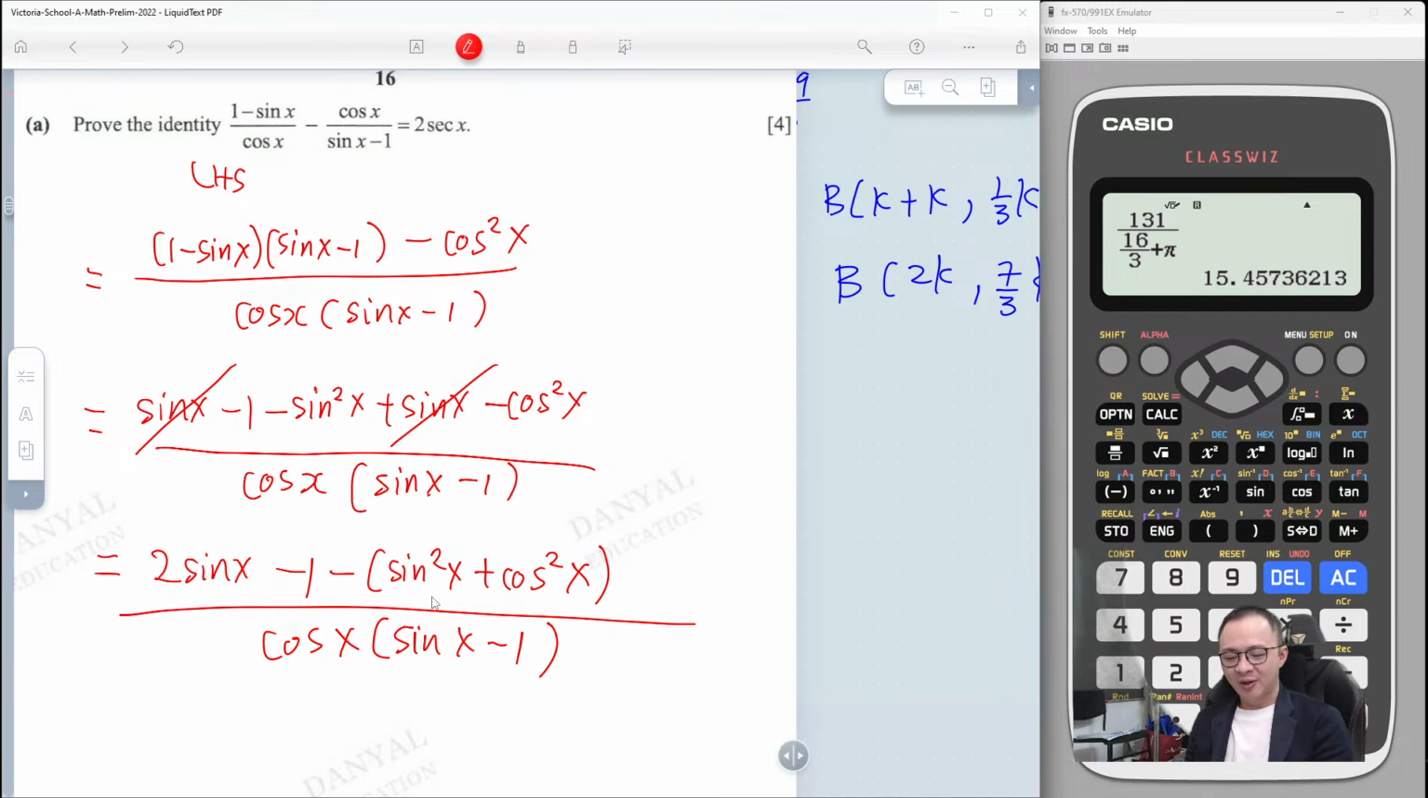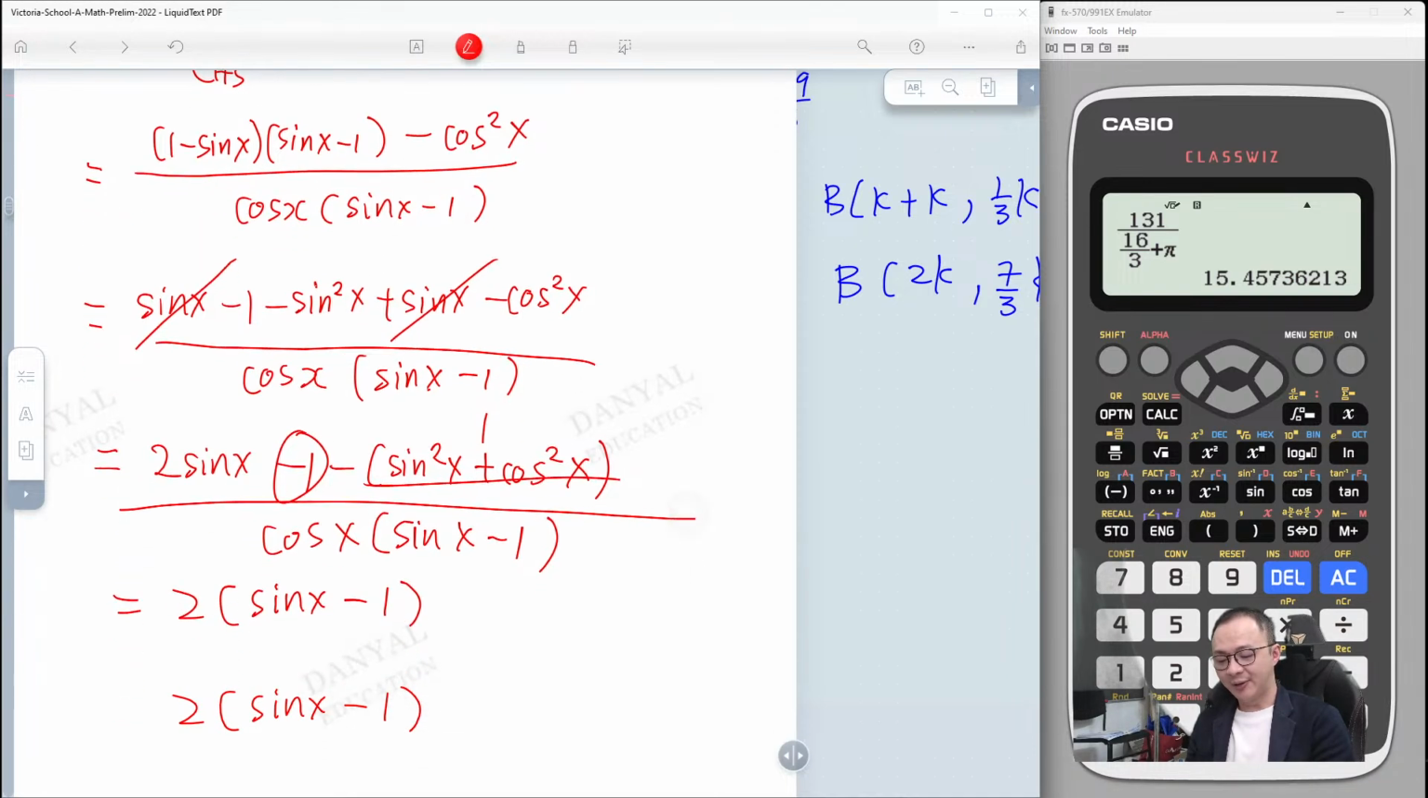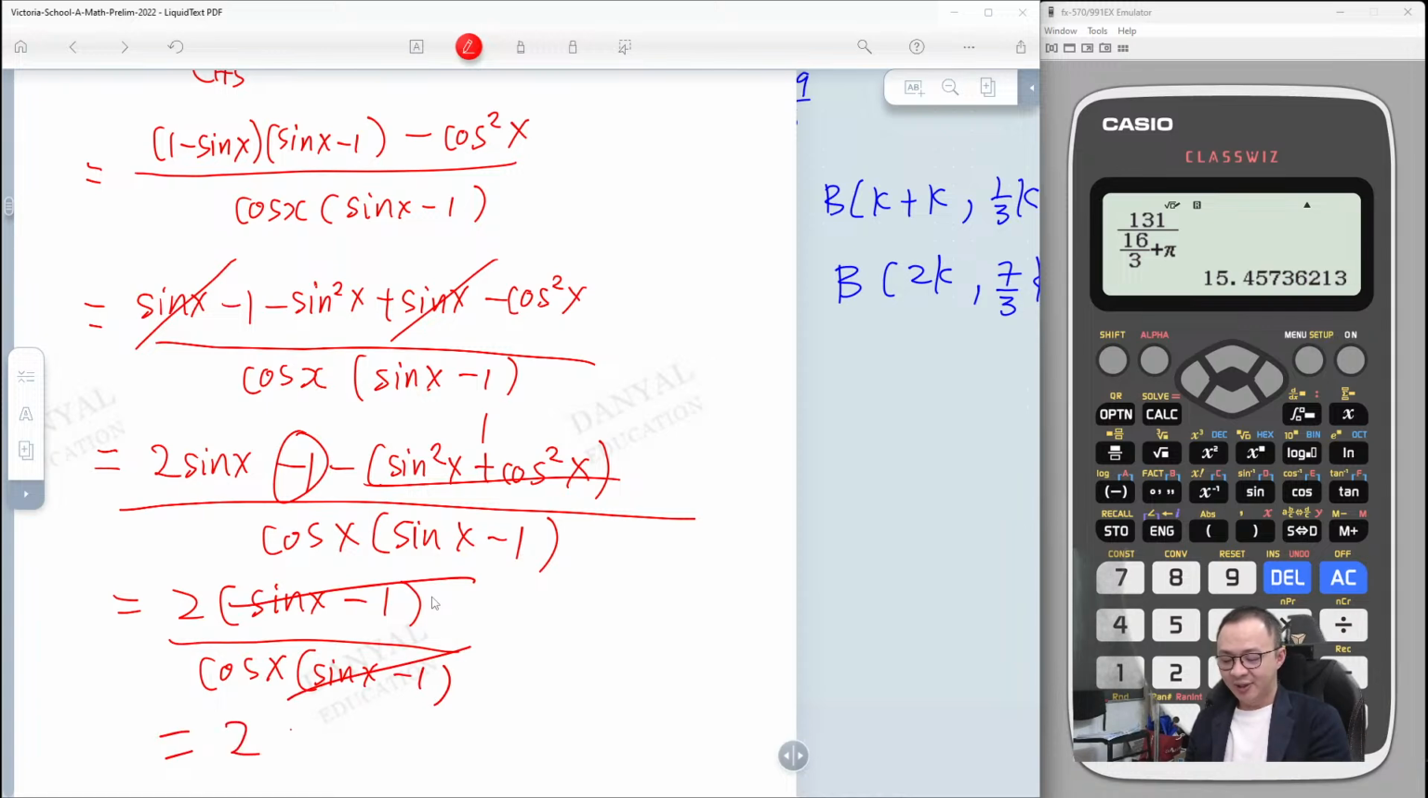So, sin square x plus cos square x is 1, right? The whole thing will give me 1 minus 1, which gets minus 2 here. So I take out the 2, so I will get something like 2 times sin x minus 1, because I got negative 2, right? Then divided by cos x sin x minus 1. Cut. I should get 2 over cos x, which is 2 sec x, isn't it? Proven. Okay, not that bad. You need to do it carefully.